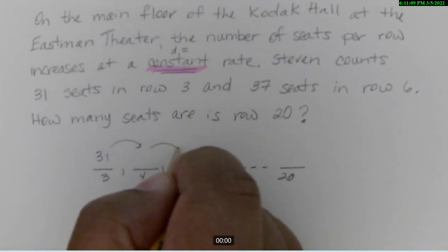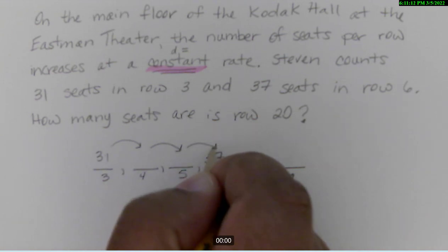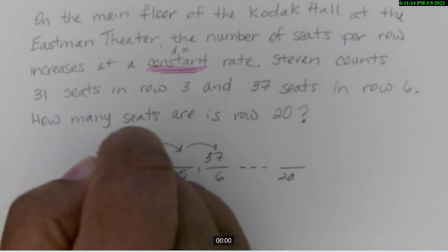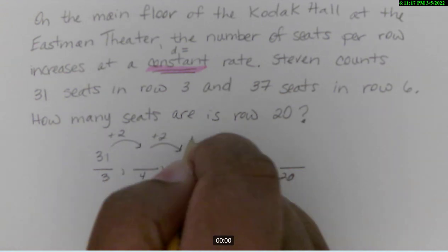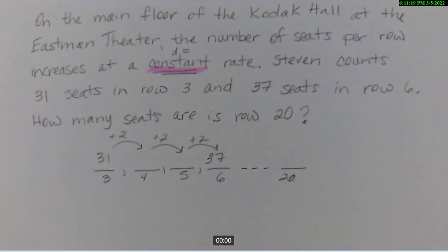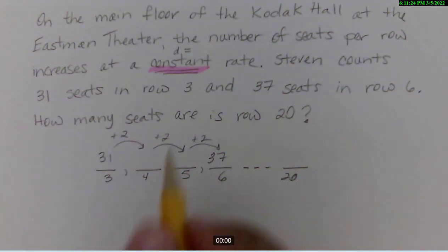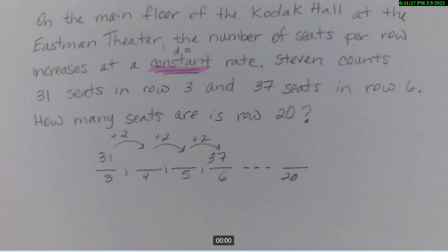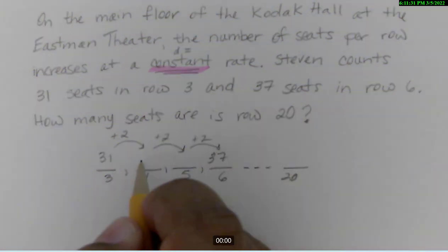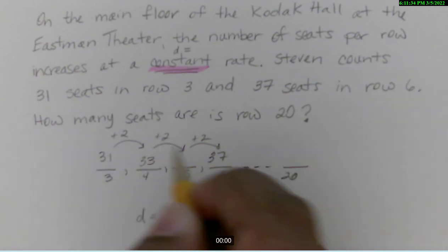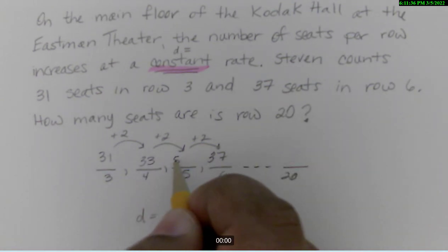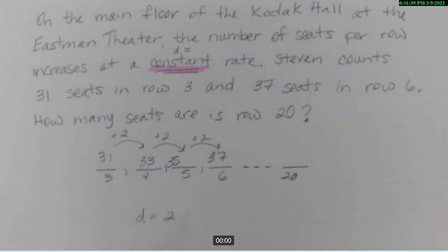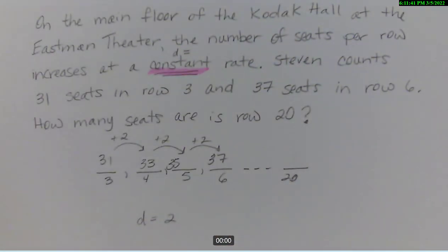So just giving yourself a little time to just figure out what is going on, right? Making a sequence of the situation. We know that this has to be true because it's a constant rate. They're constantly adding 2, so our common difference is 2. And so if we're adding 2, this is 33, and then 34, 35, and then 36, 37. And then we have to figure out how many is going to be in row 20.